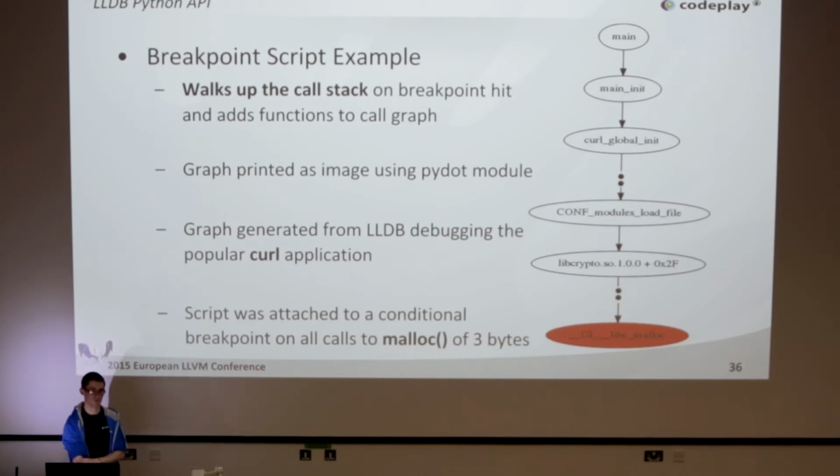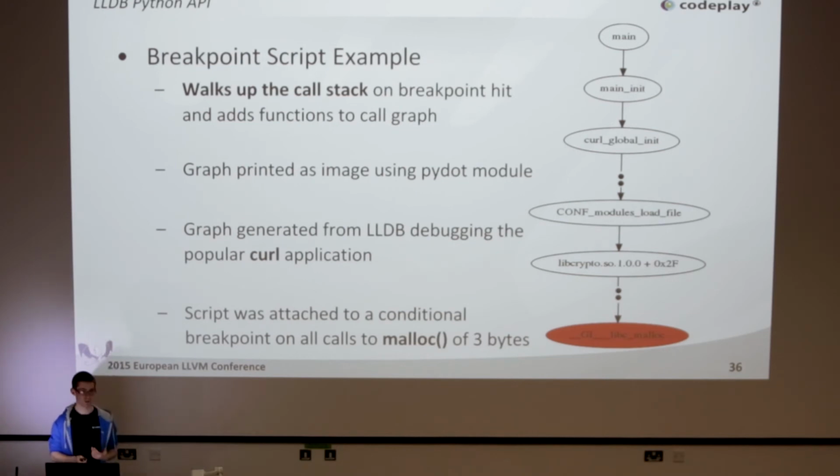This is taken from the popular curl application. You give it a URL and it just grabs all the data from it. So we've set a breakpoint specifically on malloc, because it's quite an important function call. Usually if you're looking for memory leaks or memory profiling, you want to know about it. But it's also a conditional breakpoint on 3 bytes. Why 3 bytes? Just because it keeps the graph small enough that we can fit it in a slide. Although we've still had to miss out a couple of functions here.